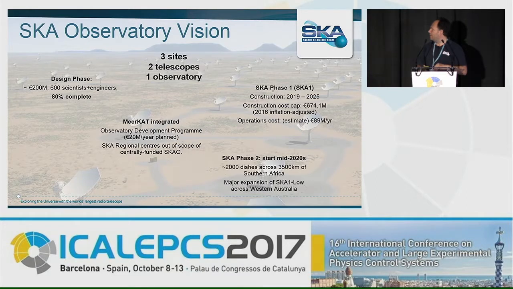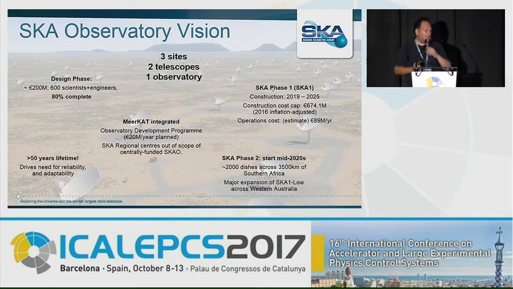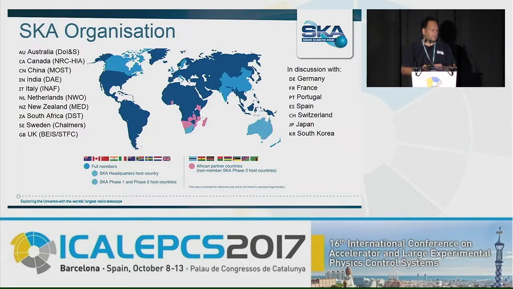And then we hope to be able to start with what we call SKA phase two by the mid-2020s. And this will be around 2,000 dishes across Southern Africa, and a major expansion in Australia. And we hope to be there for around 50 years, so we need to design for reliability and for adaptability of the system. These are the member countries on your left, and we are currently in discussions with Germany, France, Portugal, Spain, Switzerland, Japan, and South Korea to be able to join.